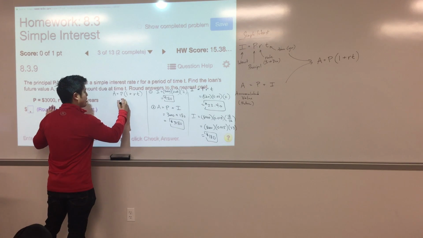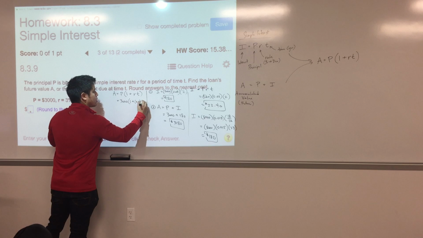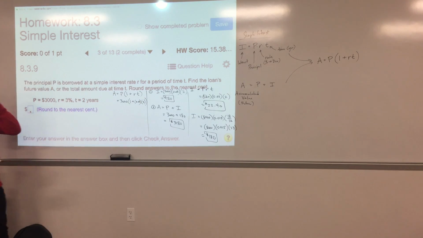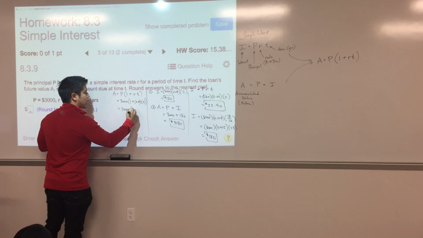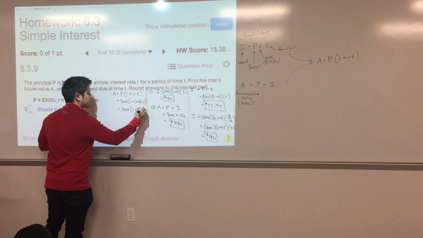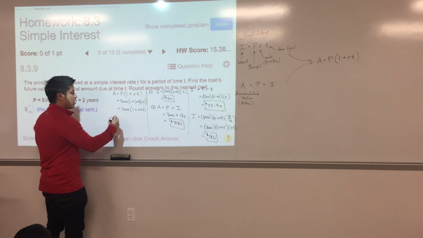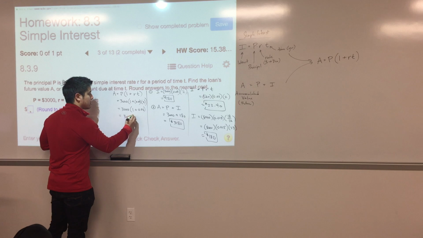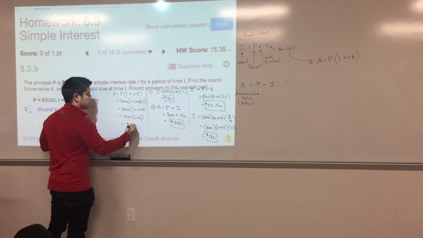Principal is still 3,000. 1 plus the rate, still 0.03, times the time, 2. And there's your setup. Now, if you look at this, that would be 3,000 times 1 plus 0.06, because of order of operations, you would always do the multiplication first, 0.03 times 2. That's really 3,000 times 1.06. What's 3,000 times 1.06?